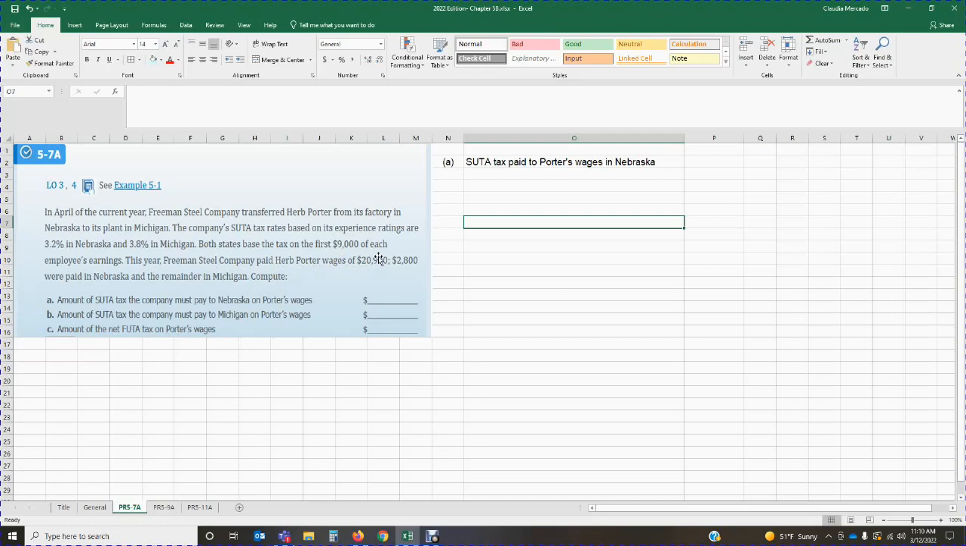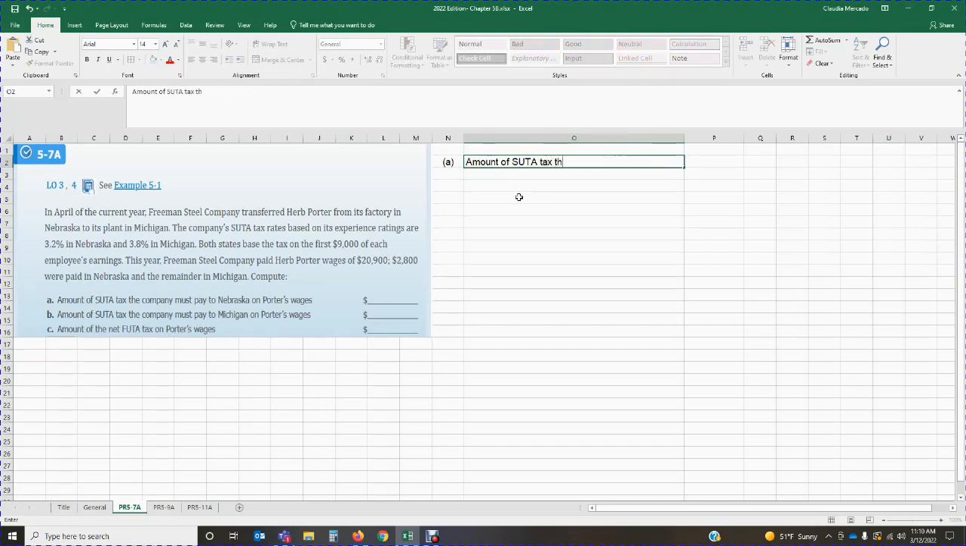Now, the employee got paid $20,900. $2,800 were paid in the state of Nebraska, and the remainder in Michigan. Okay, so what is the amount of the SUTA tax that the company must pay to Nebraska on Porter's wages? Okay, and let me put this exactly as it states here. The amount of SUTA tax the company must pay to Nebraska on Porter's wages.